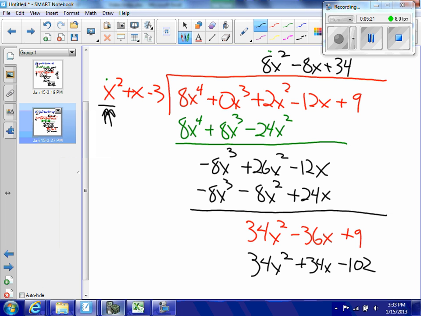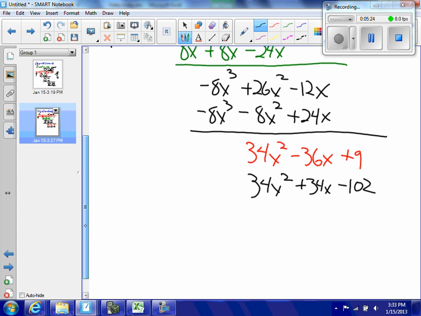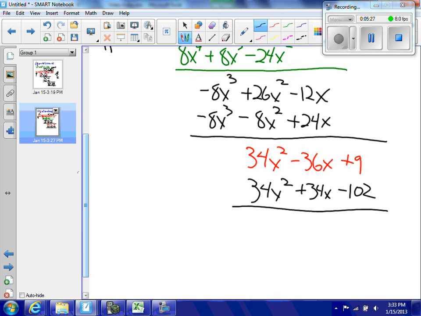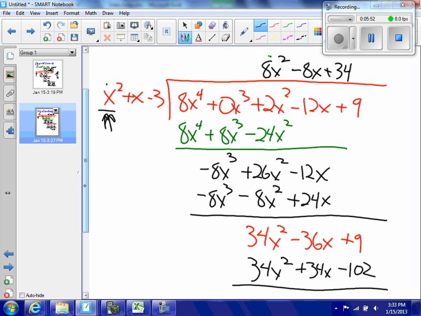So let's do my subtraction now. 34x squared minus 34x squared is 0. Negative 36x minus 34x is negative 70x. And 9 minus negative 102 is plus 111. So my answer, this is my quotient, right there: 8x squared minus 8x plus 34.